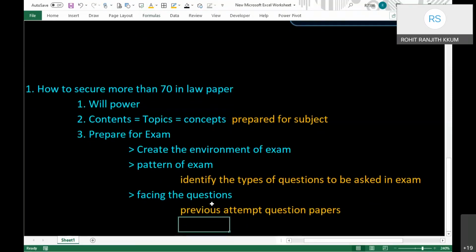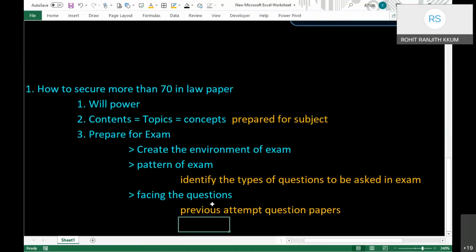If you ask me, isn't it stupidity? Why? Until you see the previous attempt question papers, you can't see the pattern of the exam. You can't see what kind of questions ICAI is asking. Because sometimes the student is just flying in assumptions. Questions may be like this, questions may be like that. Until you face the reality, you cannot come to know about this.